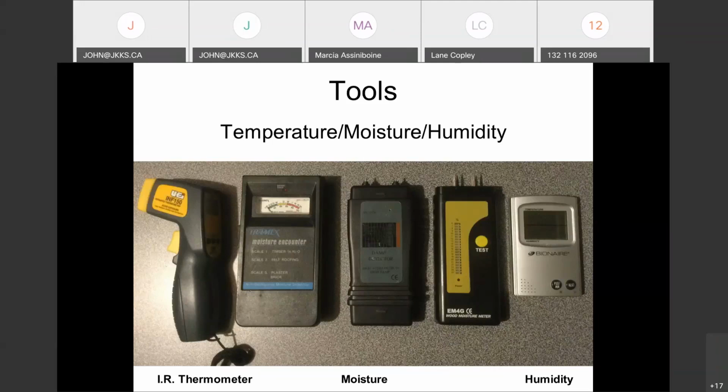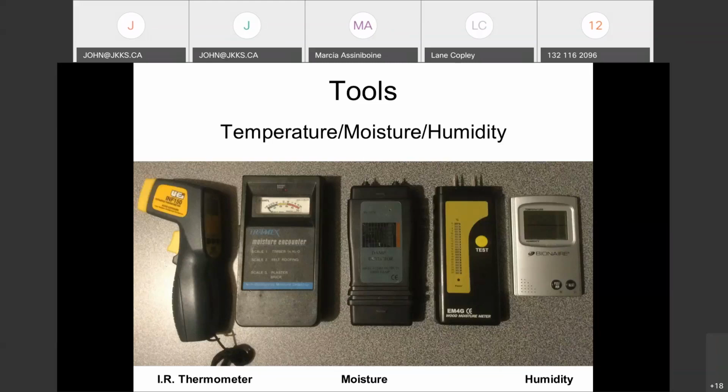Okay, so if moisture finds a cool surface inside the wall cavity, it condenses and can lead to mold growth. This can happen in the winter when a house is pressurized and warm, humid indoor air passes into a wall cavity and condenses on cold sheathing or siding. So when we think about this, again, it's just to try and give you a general idea about some tools.